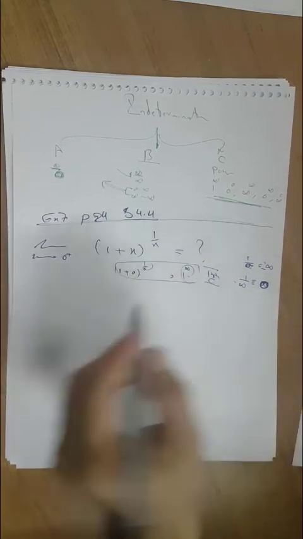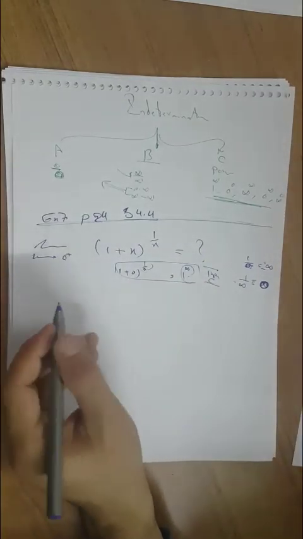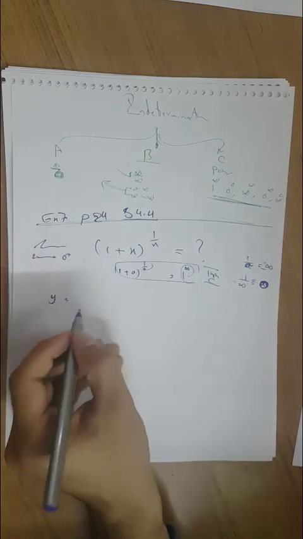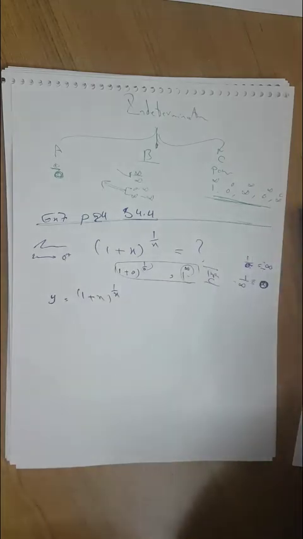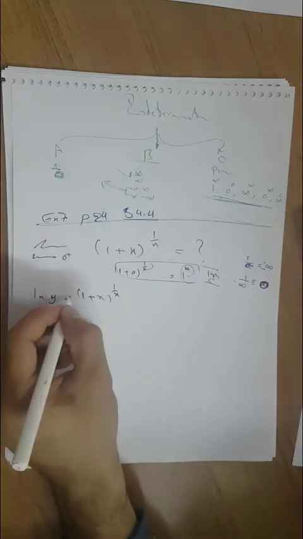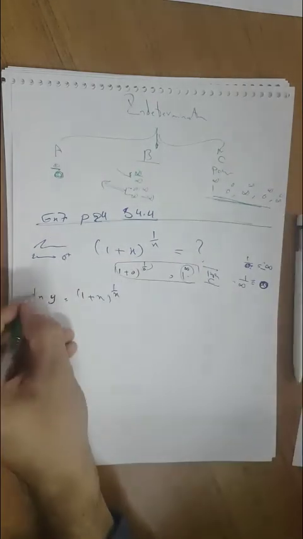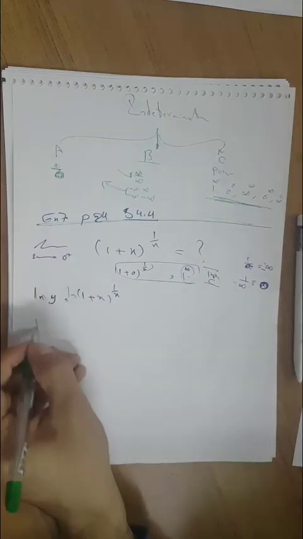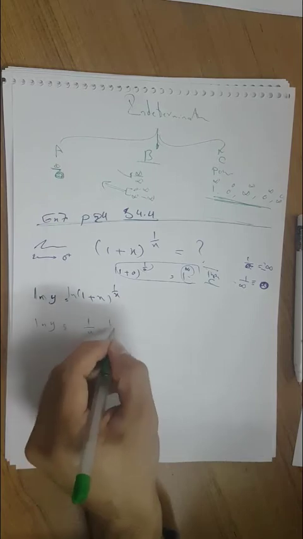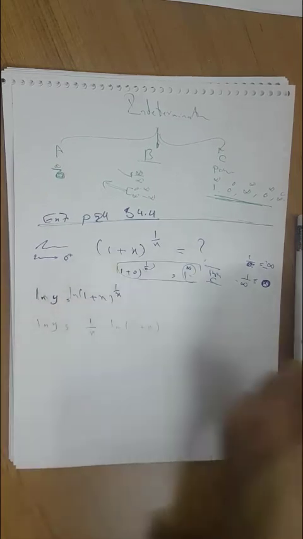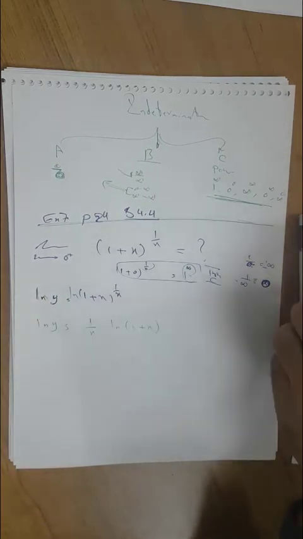Type C. So for solving this one, it's better to say y is equal to (1 plus x) to the power 1 over x. Now we are going to try using ln on both sides. So ln here, ln there. So ln of y is equal to what? This one will come down: 1 over x, ln of 1 plus x. Am I right? It's easy. You can see this one is easy.